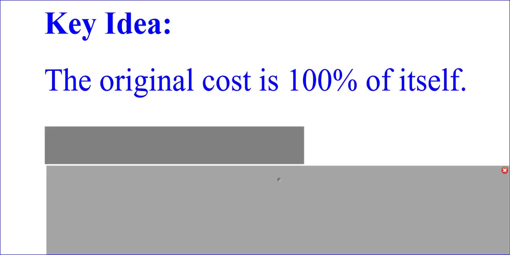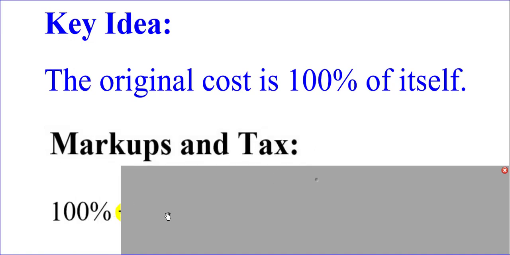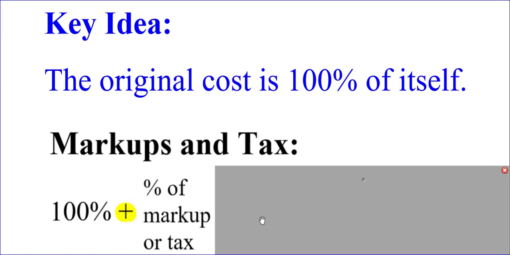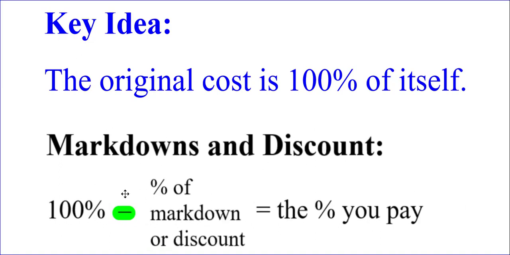The key idea we're going to use is that the original cost is 100% of itself. So if you have a markup or a tax, you can take 100%, which is the original, add the percent of markup or tax, because markups and tax increase the price, and that will give you the percent that you as the customer end up paying. However, if it's a markdown or discount, then that's a percent of decrease. So you would take 100% for the original, subtract the percent of markdown or discount, and that will give you the percent that you pay, often called a sale.